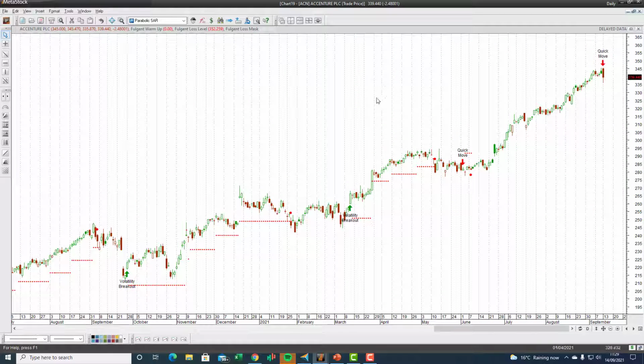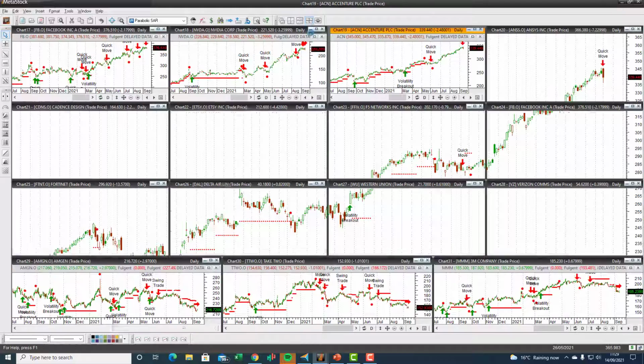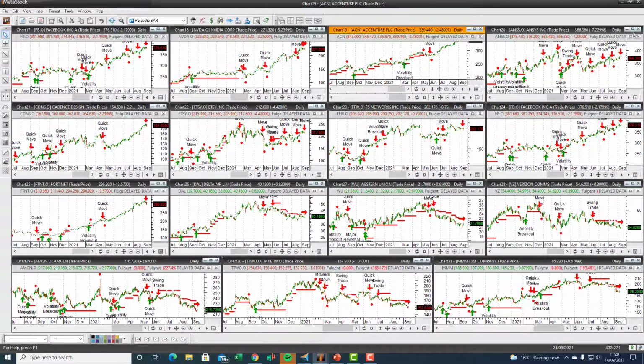Accenture. Quick move to the downside, so watch out. We could see a couple of down days on Accenture, so that's kind of how you use it. The volatility breakout back in October worked out nicely. The March, April move worked out nicely, and there was a quick move to the downside in June as well, and now another quick move to the downside.